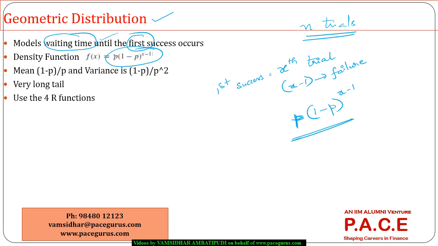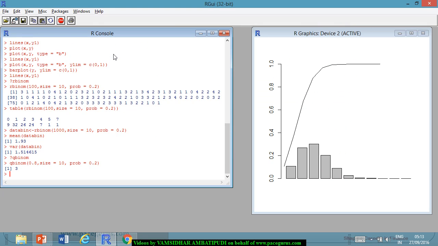Now the same logic that we have used in the case of the binomial distribution, the same things I can use here as well. All I need to give is the probability of success, and it will give me the probability that you will get the success in the first trial, in the second trial, in the third trial, and so on. So let me take x as, let's say, 0 to 20.